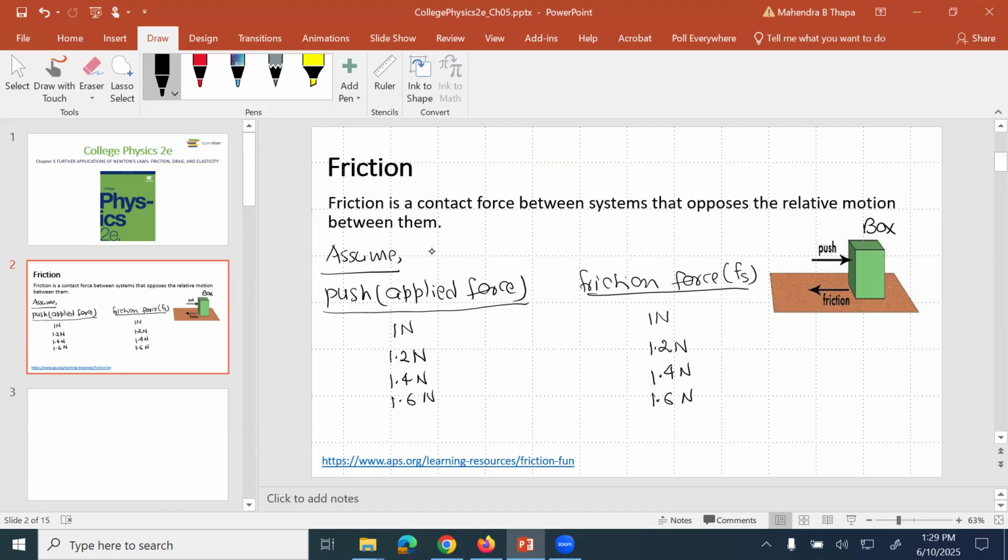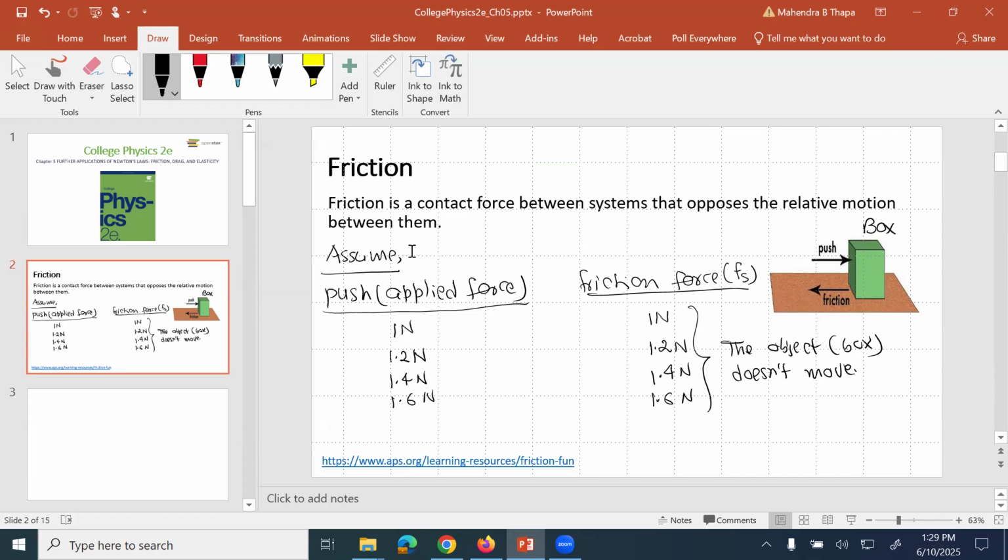Okay, so in this situation, I applied the force, but the object is not moving. This means applied force and friction force are equal and opposite. So the object, in this case the box, does not move.